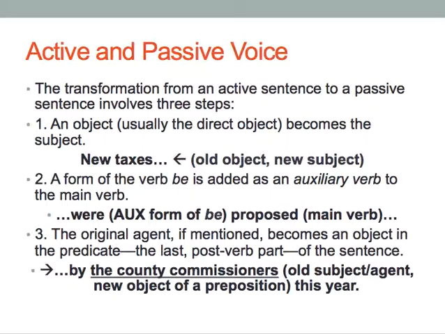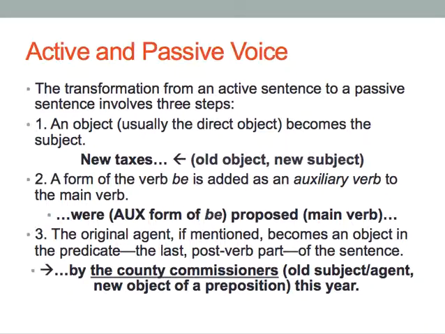The transformation from an active sentence to a passive one is very simple, but it involves 3 steps. First, an object, which was usually the direct object in an active voice sentence, becomes the new subject. So in our example right there, new taxes, which had been the object of our sentence, now becomes the subject. And a form of the verb be is added as an auxiliary verb to the main verb. Were proposed, were being the auxiliary form of be, and proposed being the main verb.